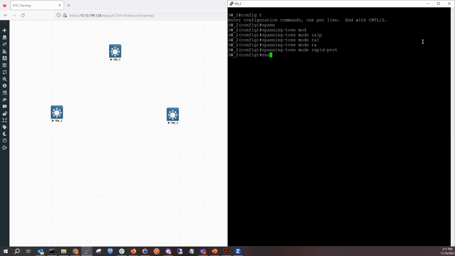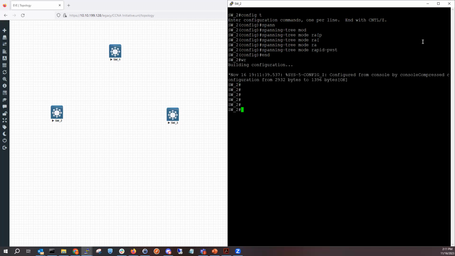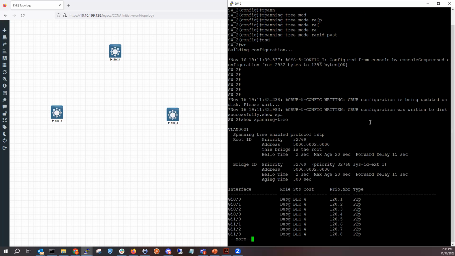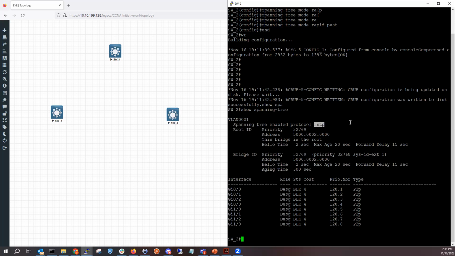There we go. All right. Even though we just configured it, my favorite saying from one of my favorite mentors is trust but verify. We are going to do the command anyway to verify it, and it is running spanning tree.